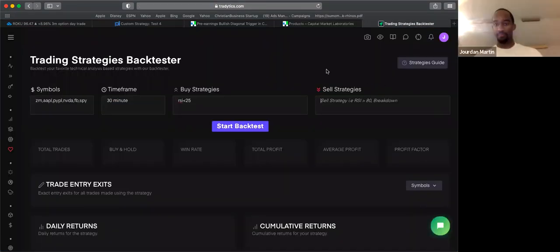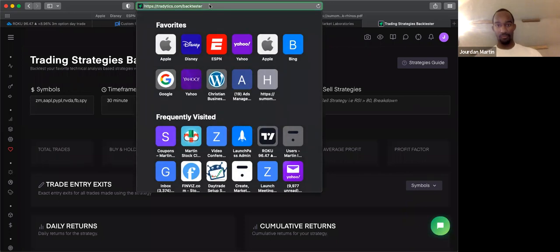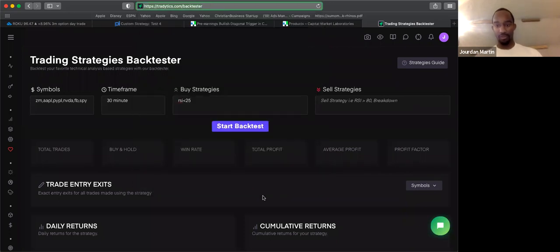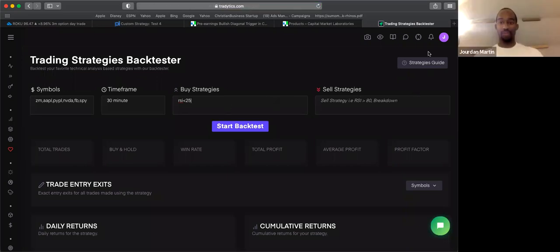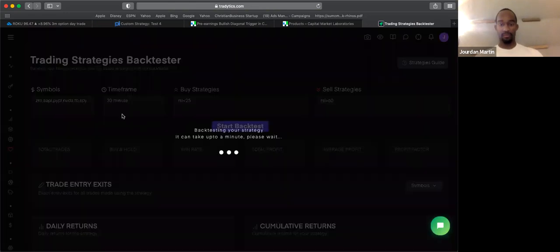And then this is TradeIdix. TradeIdix does cost as well. All right. So we can run that where you have a strategy that's basically an RSI under 25, and then my sell strategy could be RSI, just for simplicity's sake, greater than 60 on a 30-minute time frame. Let it run.